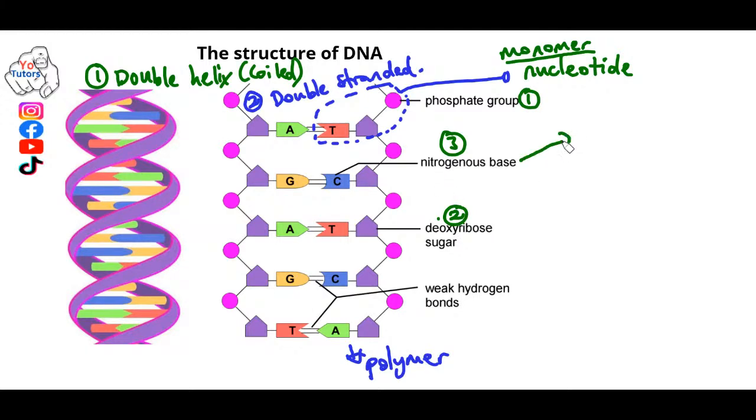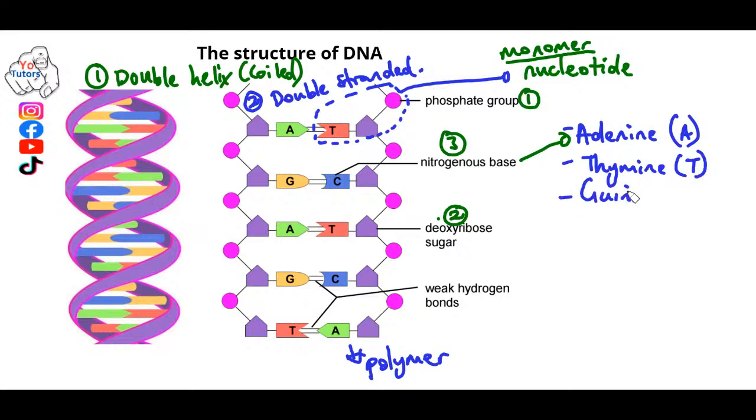On the nitrogenous bases, we've got A, T, G, C. We have adenine, which is our A there. Then number two, we have thymine, which we refer to as T. Number three, we have guanine, which we refer to as G in the structure. Lastly is cytosine, which is referred to as C in the structure.